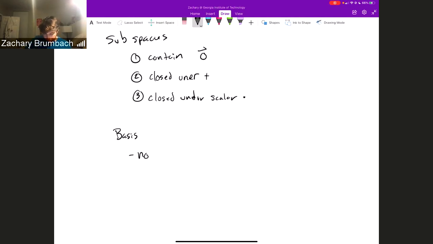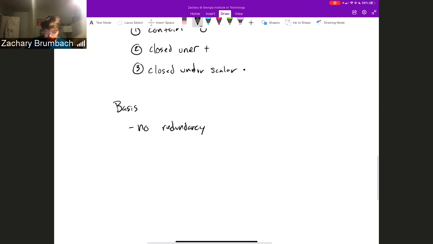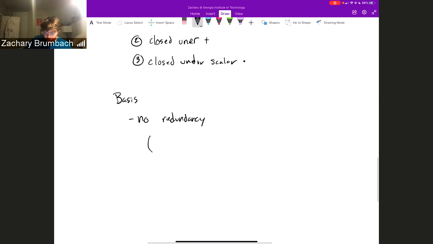God help if that's spelled incorrectly. No redundancy. That means there are no dependent vectors. Like we can't say that (1, 1, 1), and also (1, 1, 0), and (0, 0, 1) form a basis. These things do not form a basis because this is redundant.